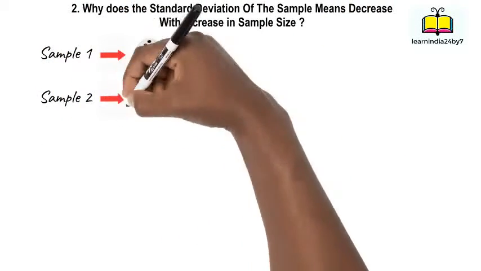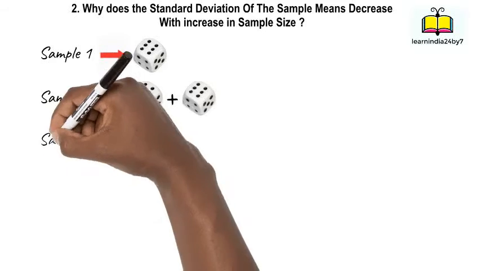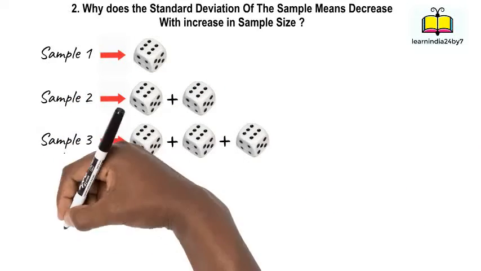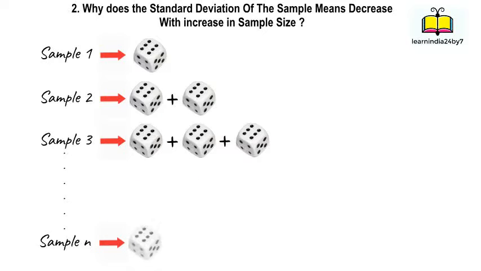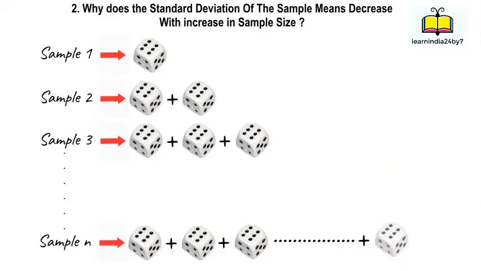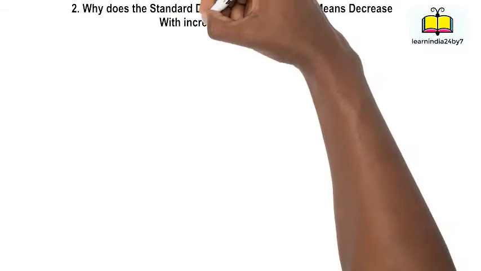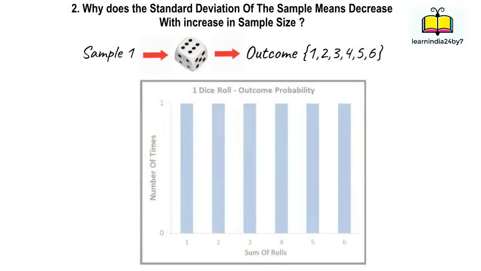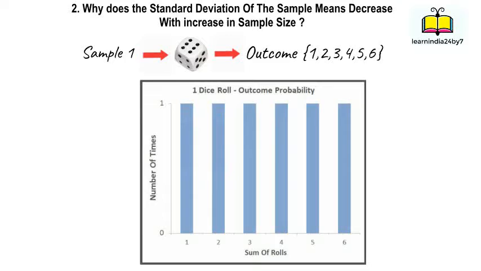Let's understand this with the example of rolling a die. Let's see the result we get when we roll one die versus two dice and then increasing the number of dice. If you roll a single die, you have an equal chance of getting values 1, 2, 3, 4, 5 and 6. So the probability distribution of a single die rolled 6 times will have each value coming up one time.